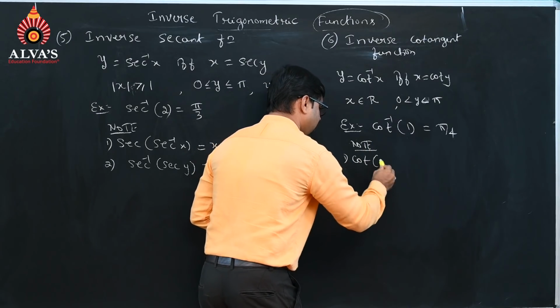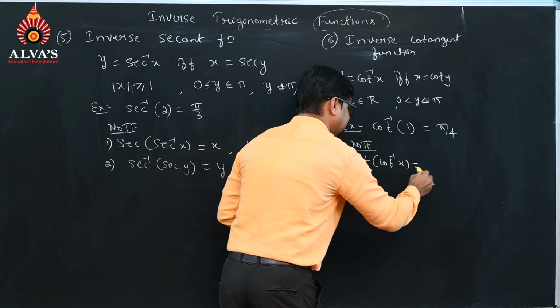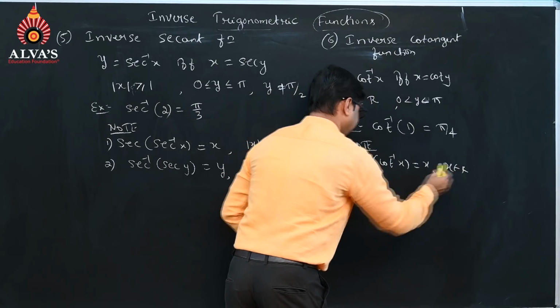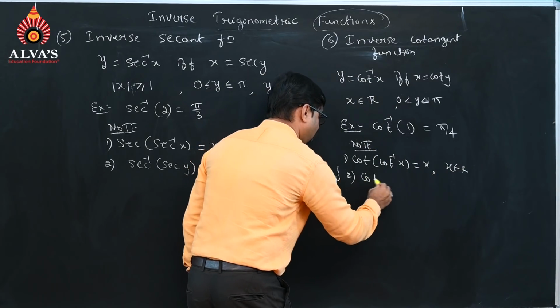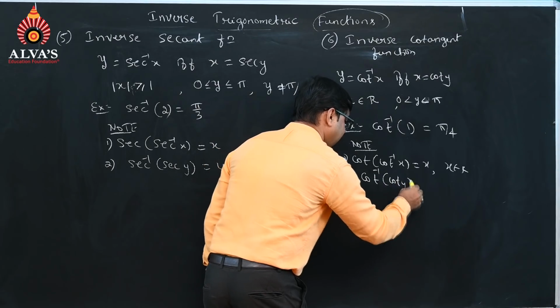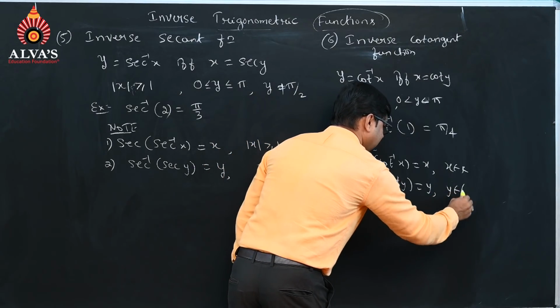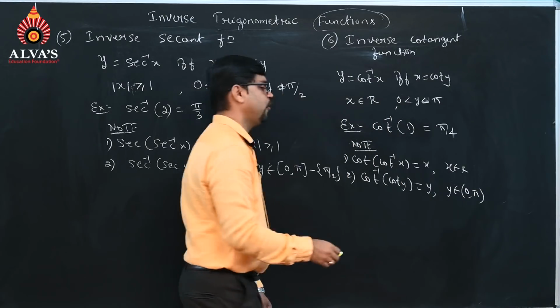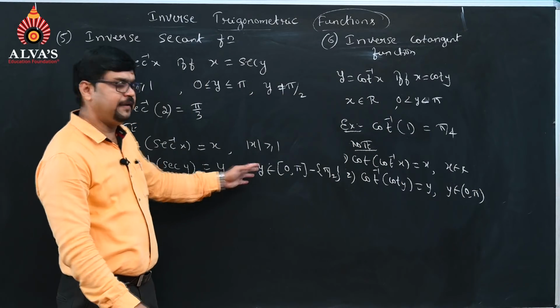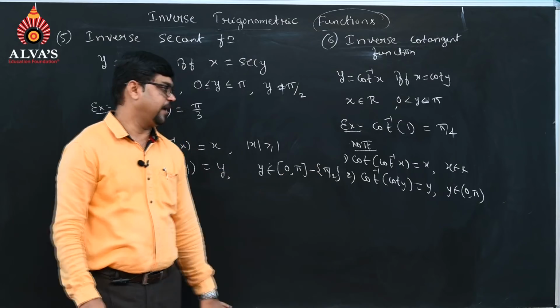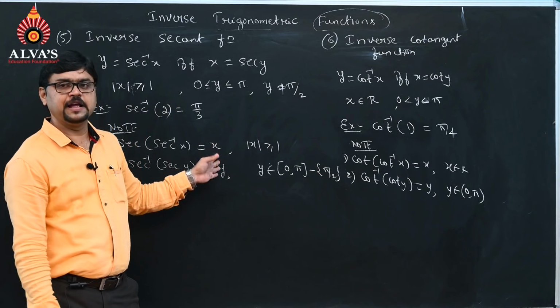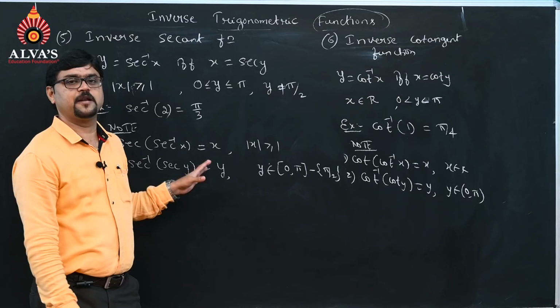Here also we will take the same note. First one, cot of cot inverse of x equals x, where x belongs to the real numbers. Second one, cot inverse of cot y equals y, where y belongs to the open interval 0 to pi. And here I didn't discuss the graphs, so you can refer to the textbook, where the graphs are very clearly mentioned.